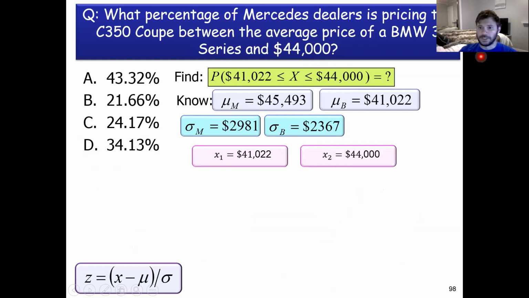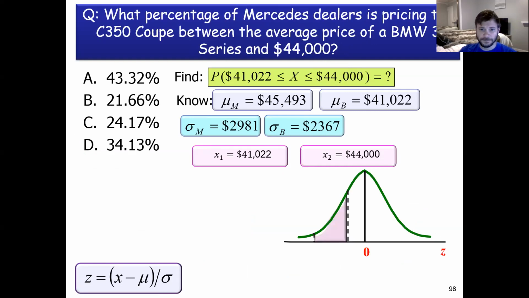So the first thing we're going to need to do in this case is take each of those X thresholds and convert them into Z-scores. And note, again, always a good idea to draw that diagram. So we can see here both values are below the mean of the Mercedes distribution of 45,000. So we're going to have to really take two table values and subtract them, like we saw on that slide with the 3 different cases broken down.